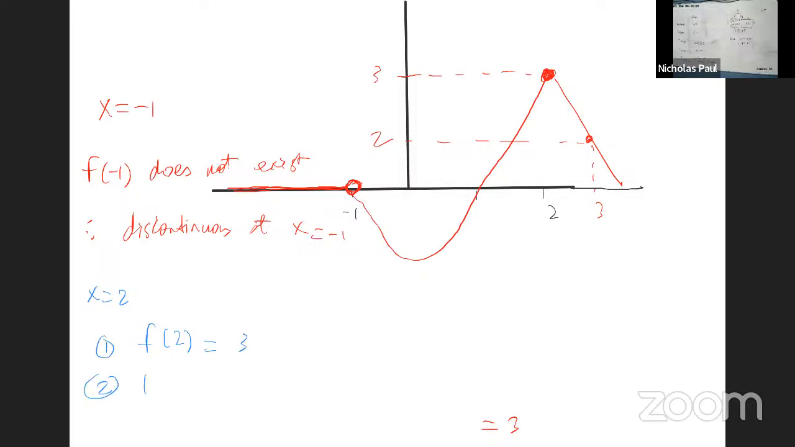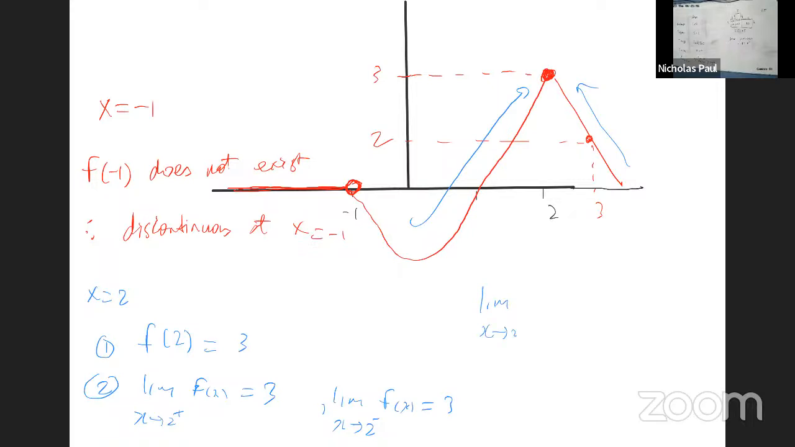Let's check out the limits now. Approach the limit from the right. Tell me what you got. And approach the limit from the left. Tell me what you got. As we approach 2, as you approach 2 from the right, how much you got? 3, very good. As you approach from the left, what you got? 3 again. What does that mean? So the limit as x approaches 2 exists, and the answer is 3.